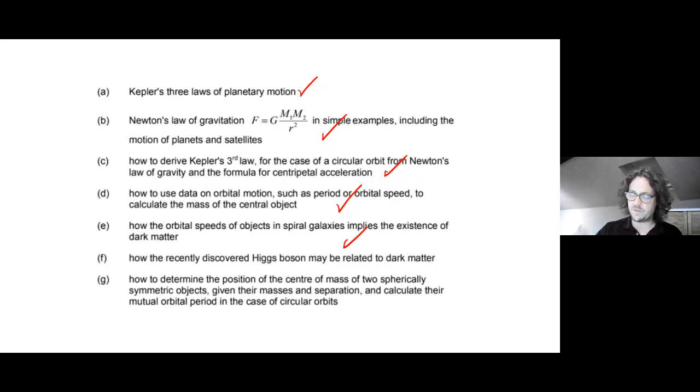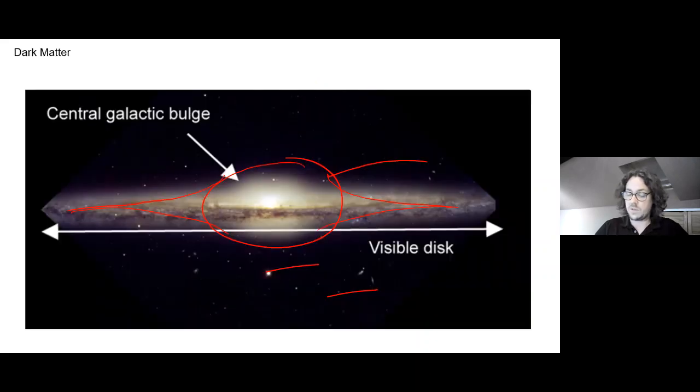We also discussed briefly how the Higgs boson may be related to dark matter. In other words, the idea that the Higgs boson may be the particle, or maybe creating dark matter when it decays. How to find the position of the center of mass of two spherically symmetric objects, given their masses and separation, and calculate their mutual orbital period in the case of circular orbits, and we've just done that as well.